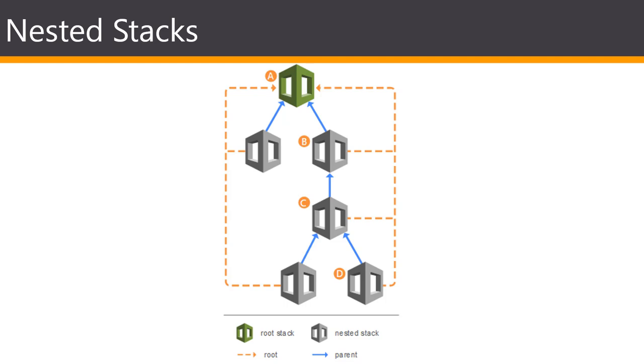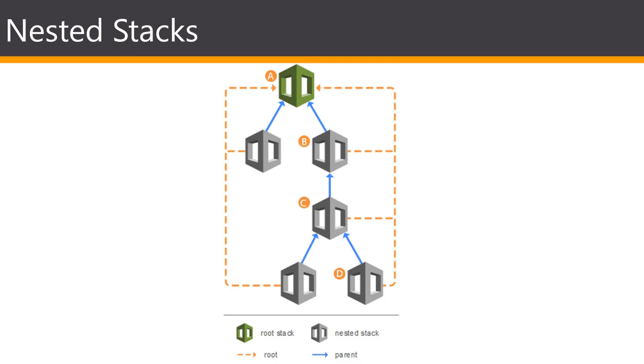Nested stacks can themselves contain other nested stacks, resulting in a pretty complicated hierarchy. The root stack is the top-level stack to which all nested stacks ultimately belong. In addition, each nested stack has an immediate parent. For the first level of nested stacks, the root stack is also the parent stack. So for example, the stack A that you see is the root stack for all of the other ones. For stack B, stack A is both the parent stack as well as the root stack.